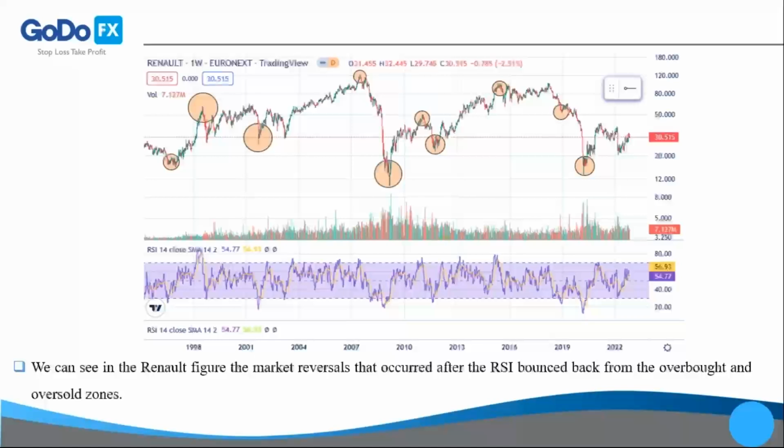We can see in this Renault figure, the market reversals occurred after the RSI bouncing back from the overbought and the oversold. I have encircled the reversals for you. You can look at them and compare with the RSI being in the overbought and oversold zones.